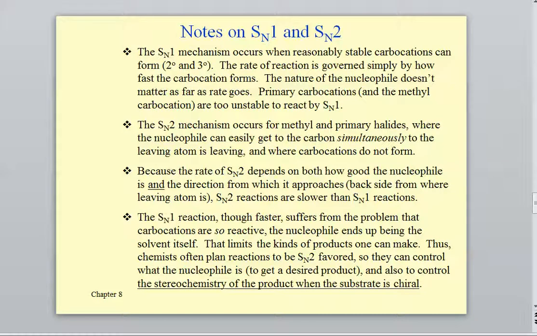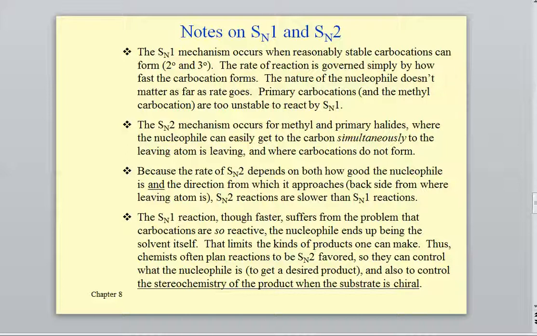Well, there's obviously a lot of text on this slide, but all of these are very good points to keep in mind in distinguishing these two mechanisms, and I've said most of this already in the previous videos here. The last point at the bottom, though, is one I want to expand upon a little bit. The SN1 reaction is faster, and normally that's better, but it does suffer from the limitation that because it's so fast, it's sometimes hard to control.